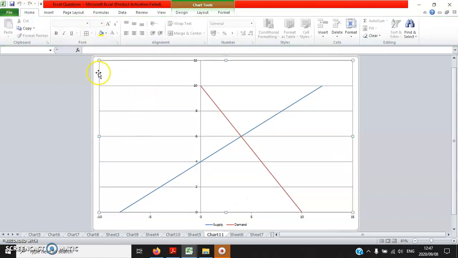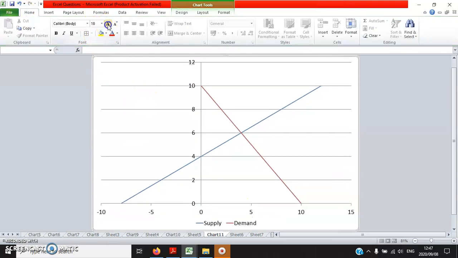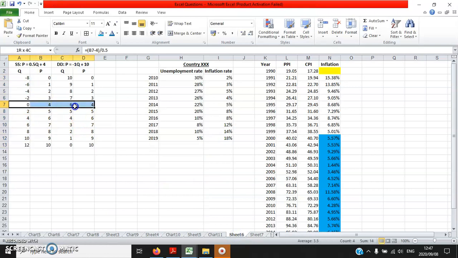That's it. I just want to increase the font size a bit. When you have time, you can label the x-axis as quantity and y-axis as price. So you see the equilibrium price is 6 Rand. Equilibrium quantity, is it 4 units? I think so. 6 Rand and 4 units. Yes. Okay.